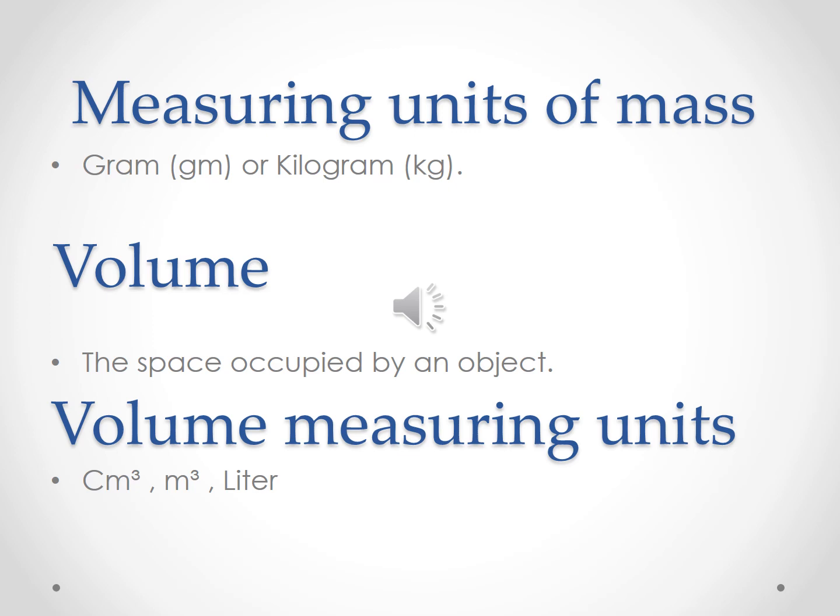Like you know before, the measuring unit of the volume is the cubic centimeter, the cubic meter, or the liter. And we have abbreviations for the cubic centimeter, the cubic meter, and the liter. The cubic centimeter is cm^3, the cubic meter is m^3, and the liter is capital letter L.